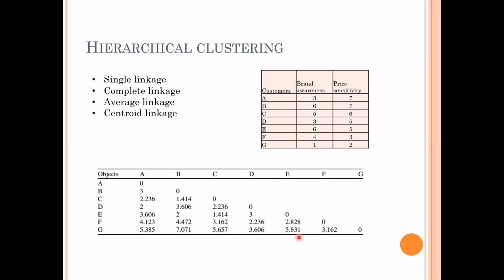At the initial level, there is no single linkage or complete linkage, because every observation is separate, so it doesn't matter. But they have used Euclidean distance. And you can also see C and E are also 1.414. So you have a choice. You can either join B and C, or you can join C and E.